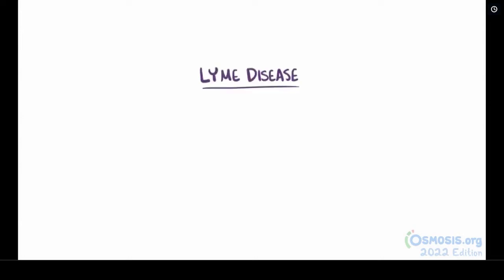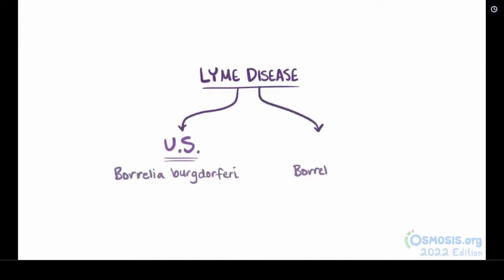Lyme disease is an infectious disease that's found around the world. In the US, it's most commonly caused by the bacterium Borrelia burgdorferi, and cousins of this bacteria, Borrelia garinii and Borrelia afzelii, are causes of Lyme disease in Europe and Asia. And new ones are still being found.